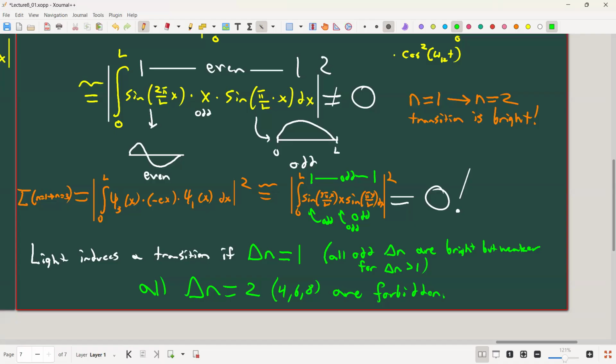So what we would see is the 1 to 2, the 2 to 3, the 3 to 4, the 4 to 5. And then we wouldn't see the 1 to 3, we wouldn't see the 1 to 5, we wouldn't see the 1 to 7. But much weaker, we would see the 1 to 4 and the 2 to 5, right? The delta n equals 3, and so on and so forth. And we would see that spectrum as well.